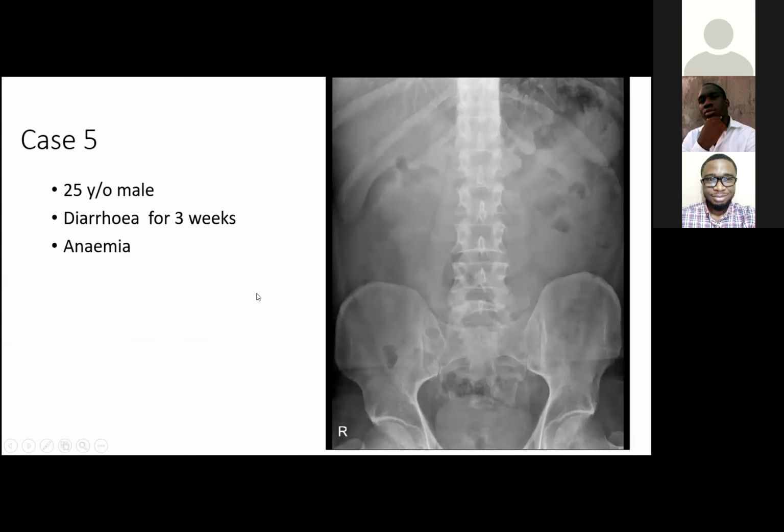Case number 5 is a 25-year-old male who had had diarrhea for 3 weeks and anemia. And he had this abdominal X-ray, which was done supine. Can anybody tell me what's going on there, please, on this abdominal X-ray? If you can just focus on the upper abdomen, forget about the lower abdomen. Anybody tell me what's going on in the upper abdomen? Naomi.